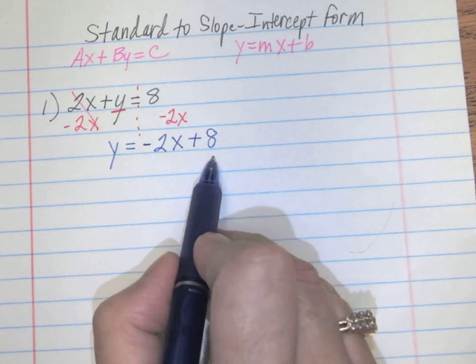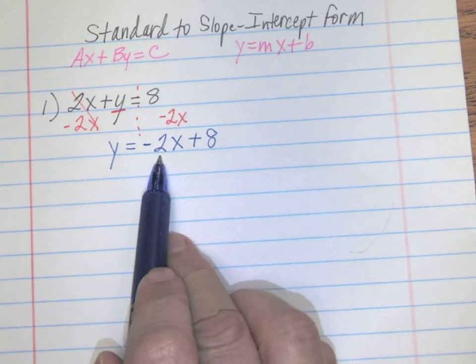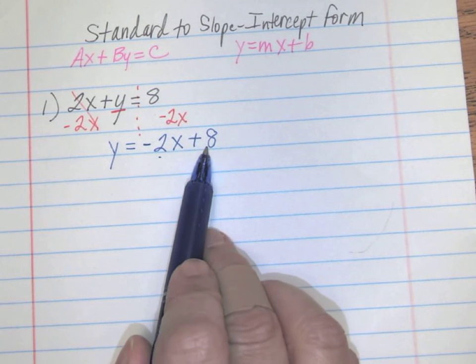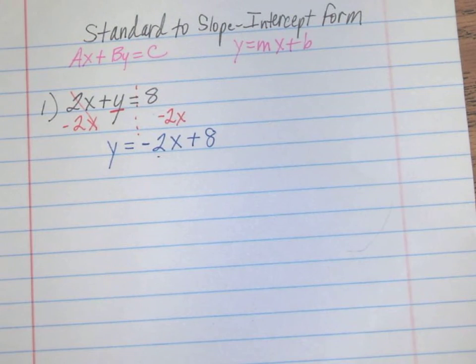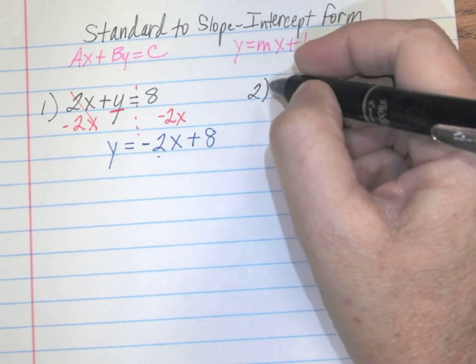Now, is this in y equals mx plus b form? Yes. What is the slope? -2. What is the y-intercept? 8. That would make it easy to graph that. So let's look at another one.